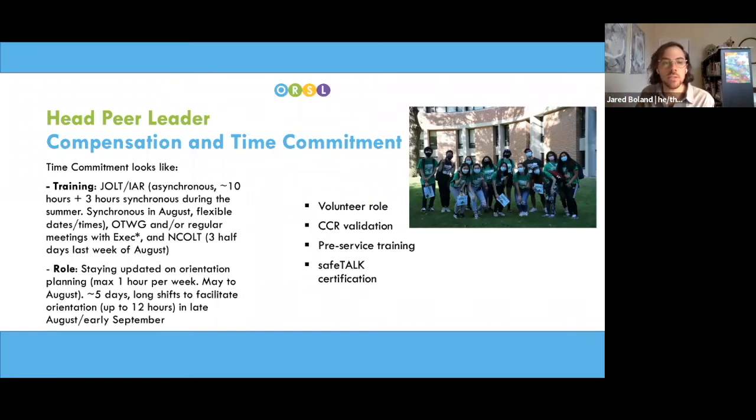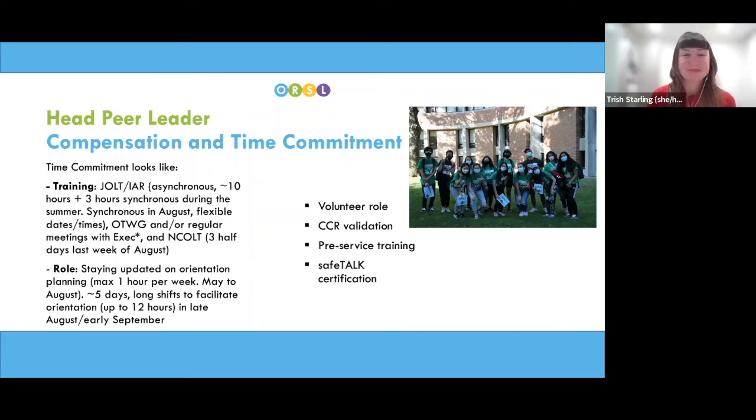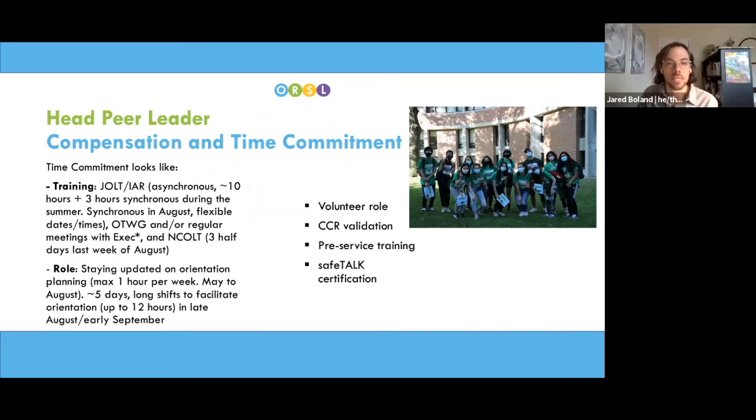Similar to the PLs, the HPLs will attend JOLT, Joint Orientation Leader Training, and complete IAR, Identify, Assist, Refer training. And may attend OPFG, Orientation Planning Functional Group. Sorry, I first said the wrong name for that. My apologies. The acronyms don't matter. We'll get you all keyed in. It's really not important. And regular meetings with the executive. And then, of course, the NCOLT training as well, New College Orientation Year training.